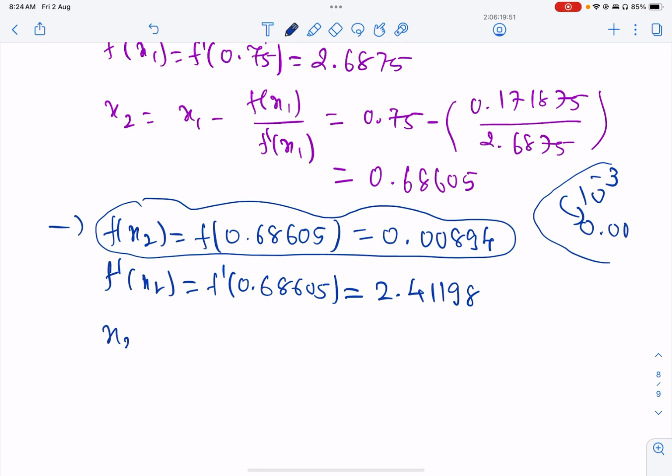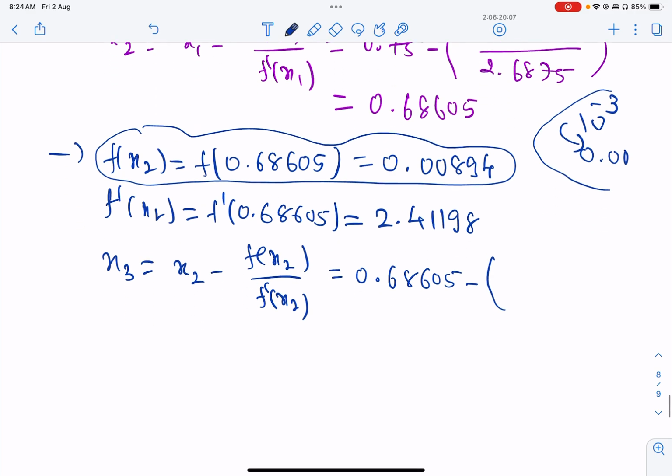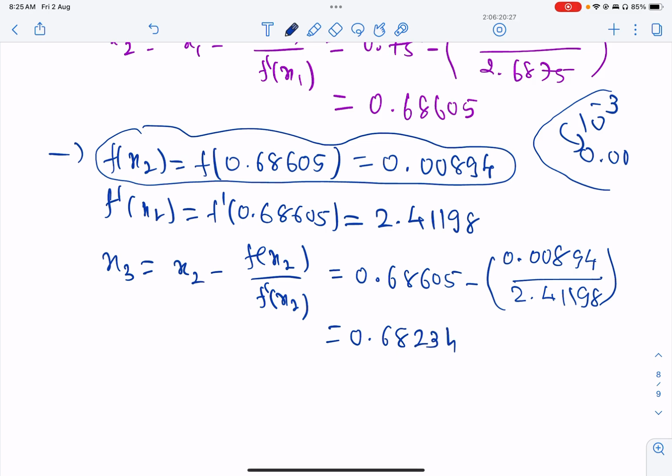So then x3 is x2 minus f of x2 divided by f dash x2. So 0.68605 minus f of x2, which is 0.00894, upon 2.41198. Use the calculator and you will get 0.68234.